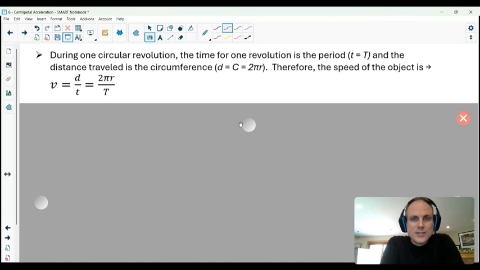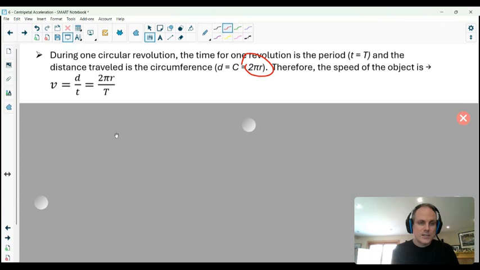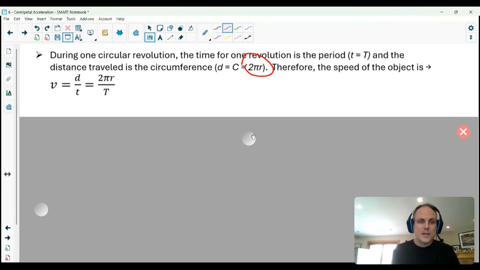And the distance traveled is going to be the circumference, and we have a formula for that. Our formula for circumference is 2 times pi times the radius. So therefore, we can say that the speed of the object is going to be distance over time. Distance is 2 pi r. The time is the period. That's the amount of time for one full cycle. So that's going to be our formula that we can use to calculate the speed.